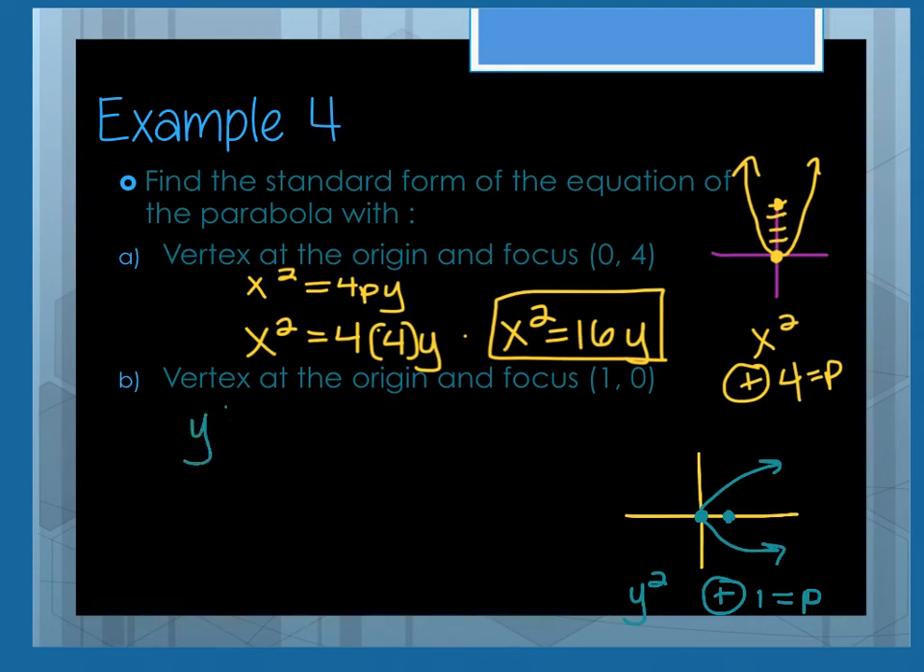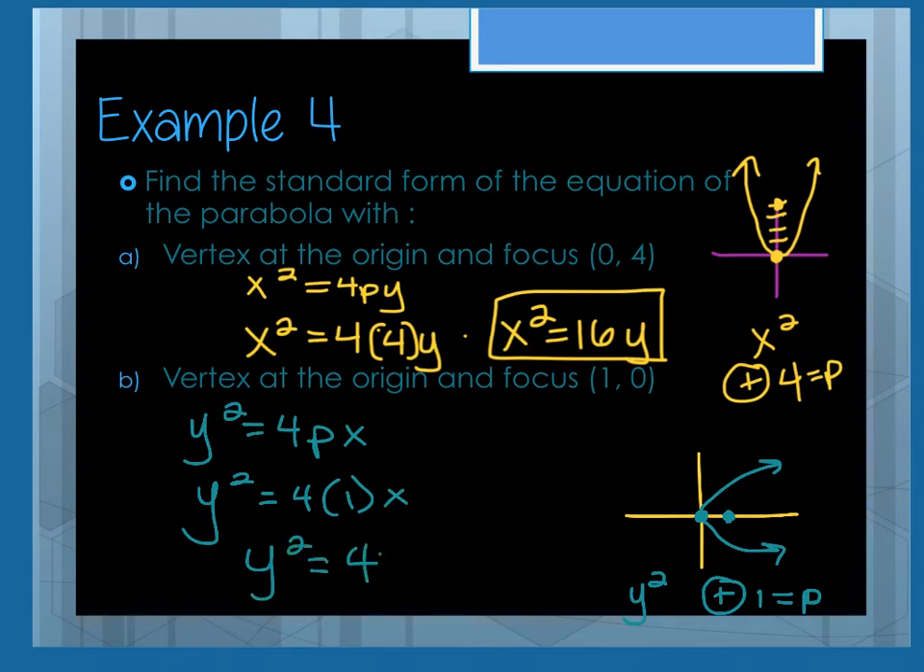So this is a y squared equals 4px. Y squared would equal 4 times positive 1 times x. So I get 4x. If it was pointing left, the only thing that would change is the negative on the 4 at the end.